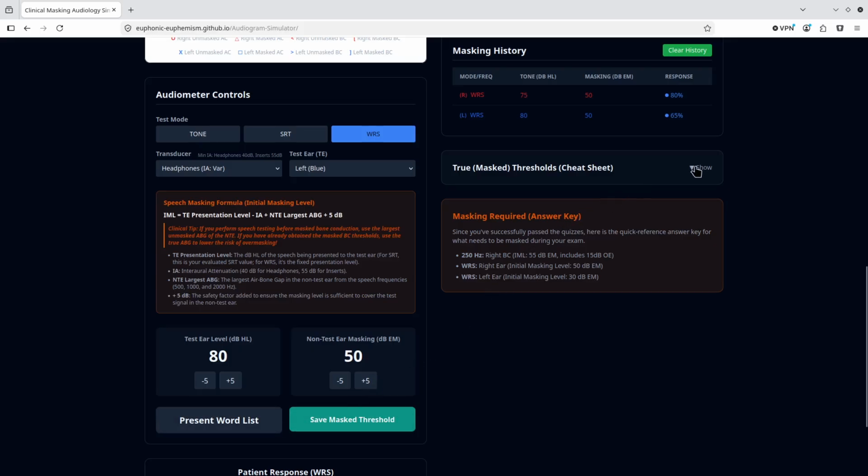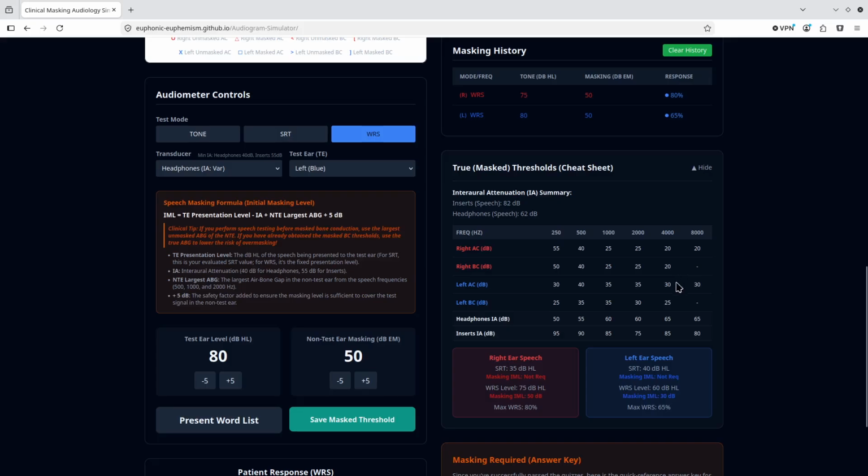And let's go ahead and look at our cheat sheet and see if it matches up. It sure does. Our PB max matches up, and our noise levels, let's see if our noise levels match up.